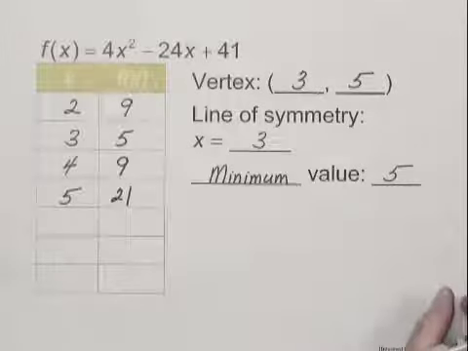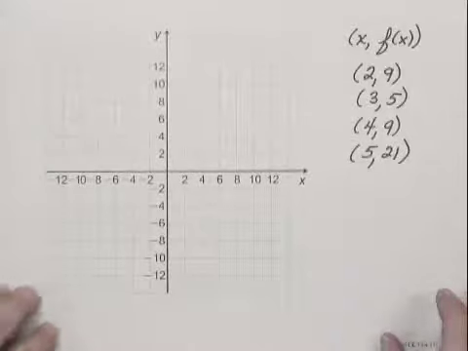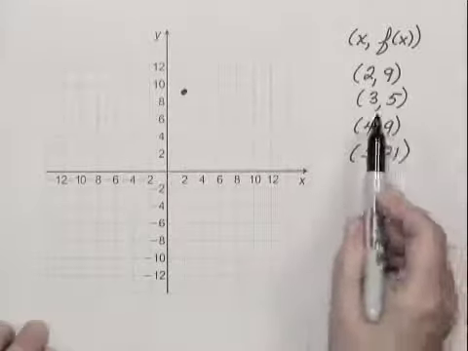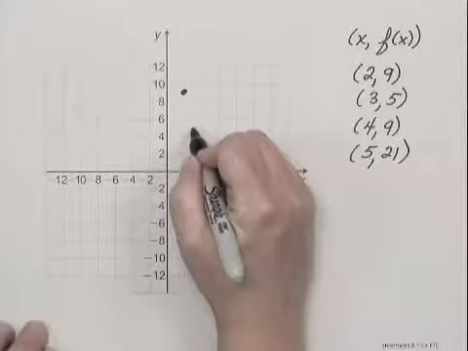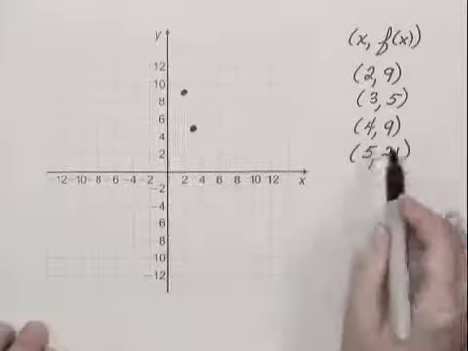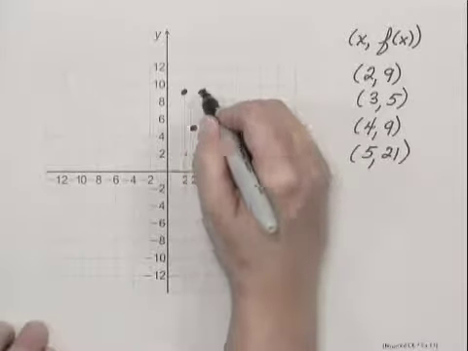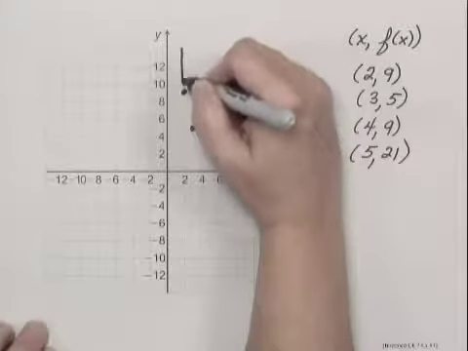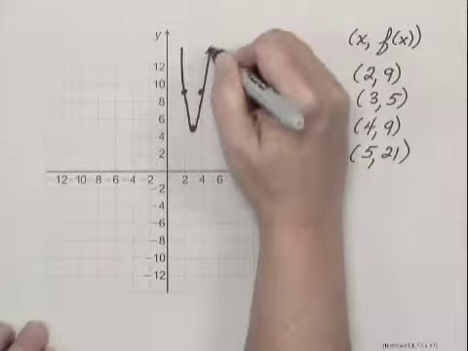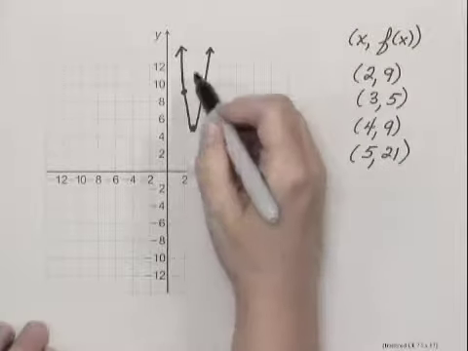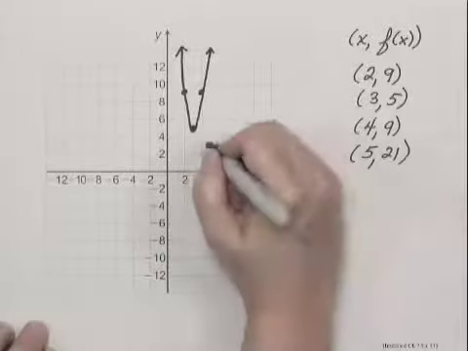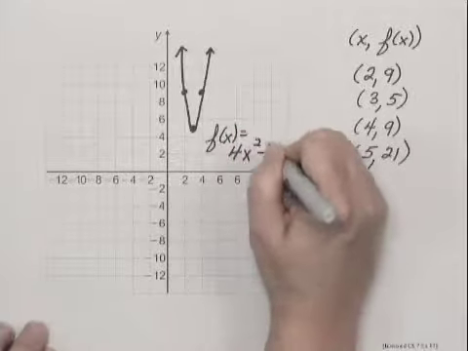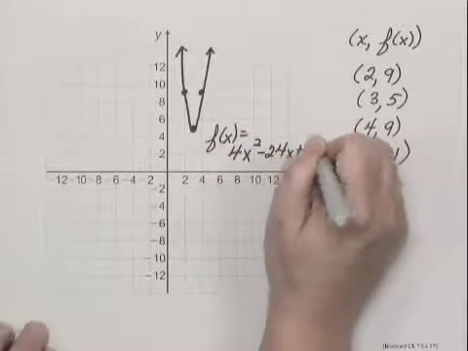So to graph this, I would plot the points that I know: (2, 9), (3, 5), and that's the vertex, (4, 9). (5, 21) goes off the grid. So I have a narrow parabola here opening up with a vertex of (3, 5) and a line of symmetry of x equals 3, and I label that f of x equals 4x squared minus 24x plus 41.